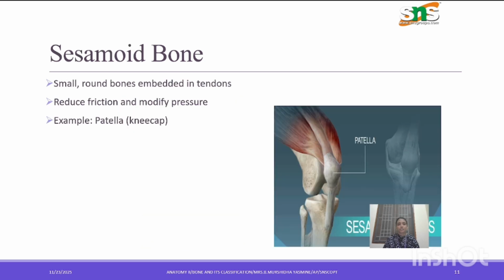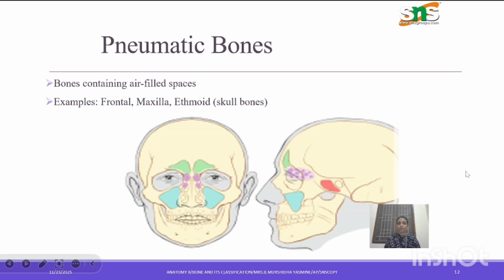The next classification is sesamoid bone. Sesamoid bone is a smaller, round bone which is embedded in the tendons. These bones are mainly there to reduce the friction and modify the pressure in the joints. An example is classically the patella, which is called the kneecap. This picture shows you the knee joint, and anterior to the knee joint there is a smaller bone called the patella. That is a sesamoid bone.